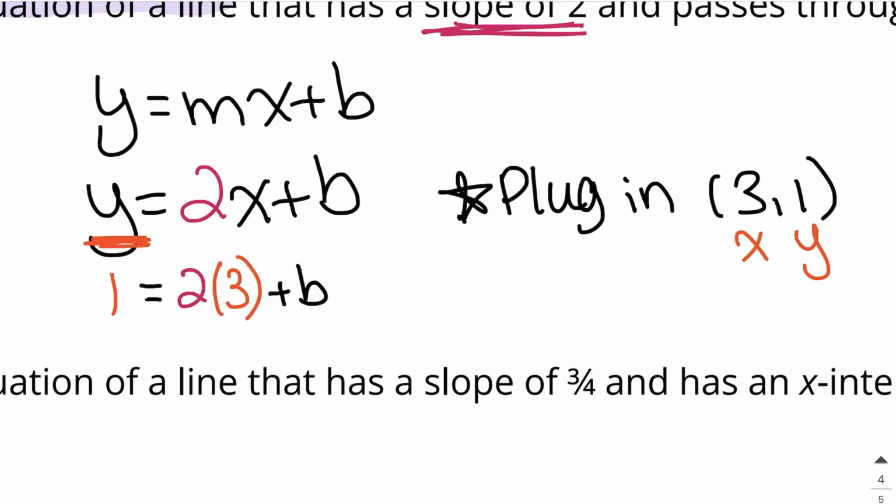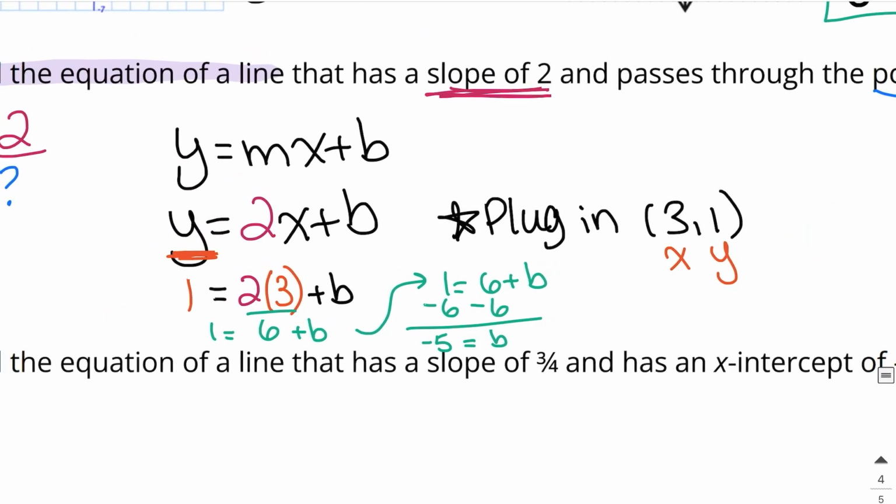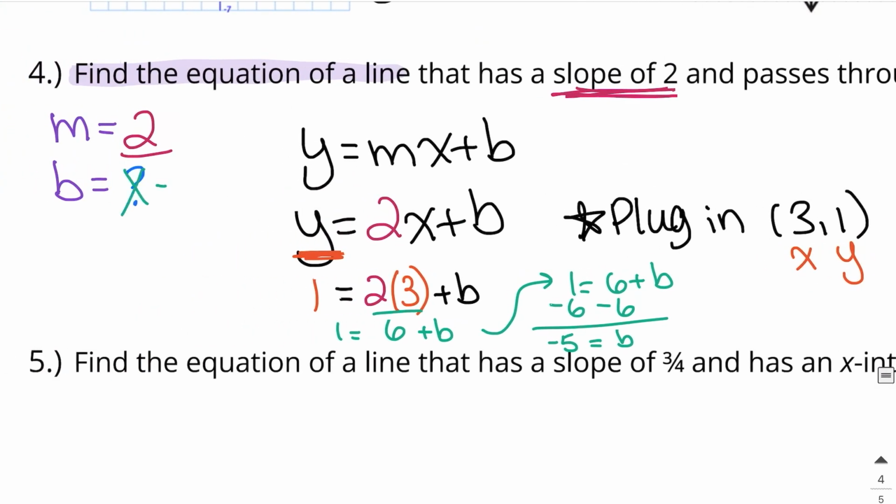Why do we plug this in? Because before we had 3 variables, and now we only have one, and I can actually solve for b. So I'm going to multiply the 2 by the 3 right here, and I get 6. So I get 1 equals 6 plus b, and then I'm just going to bring this up here because I'm running out of room. To get this b alone, I need to get rid of the 6, and to get rid of the 6, I would subtract the 6. So b is -5. So here we can say that our b is -5.